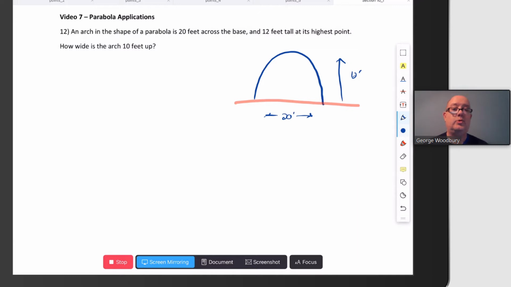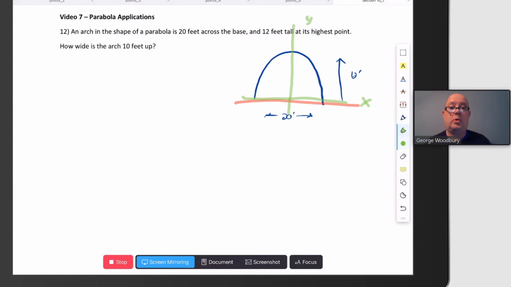A lot of times we'd like to use the origin for the vertex, but if I made the x and y axes here, now the ground is at negative 12 feet, and that's always a little weird. So I'm going to set up a system here where this is x and this is y.